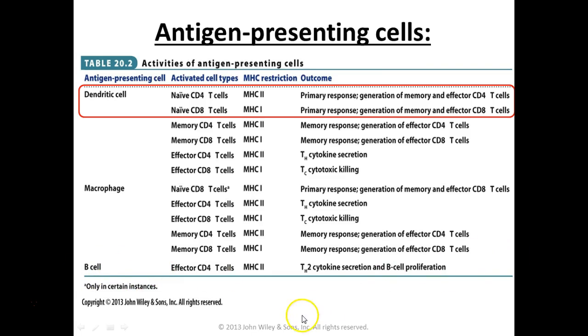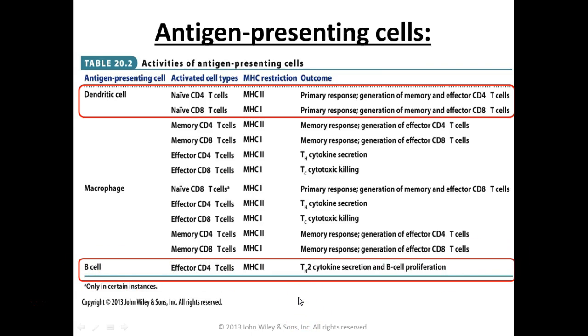And notice that there's only one interaction here for helper cells, for B cells. They only interact with helper T cells. And notice that they're effector helper T cells. So these are, for the most part, a lot of times ones that have already been activated by a dendritic cell.